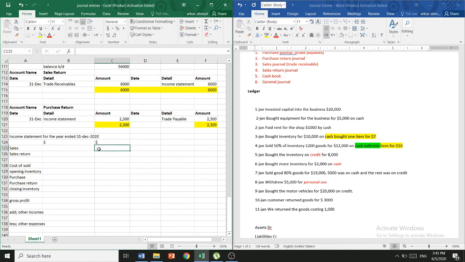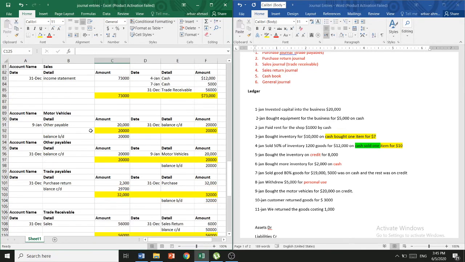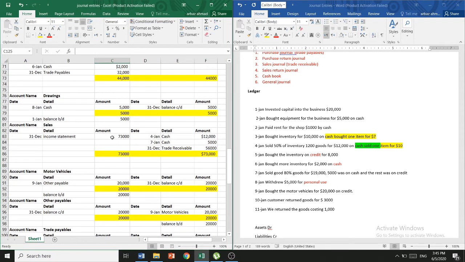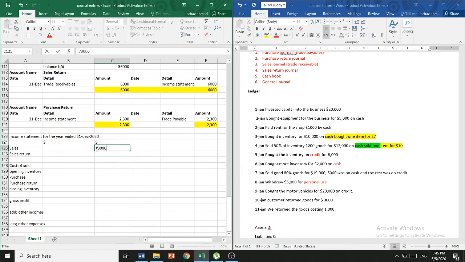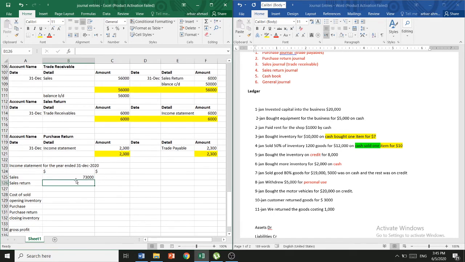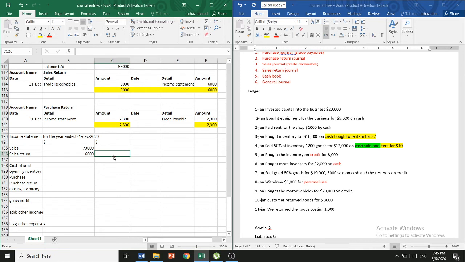So in this case our sales is 73,000. Okay, this is sales 73,000. So 73,000 will be here. No, it won't be here, it will be here, because we also have sales return. If we don't have sales return, then we can directly post it in this column. This is just for further calculation, and in total the answer will be here. So this is minus 6,000, and that will give us 67,000 hopefully. This is a heading, so I'm going to make it bold.